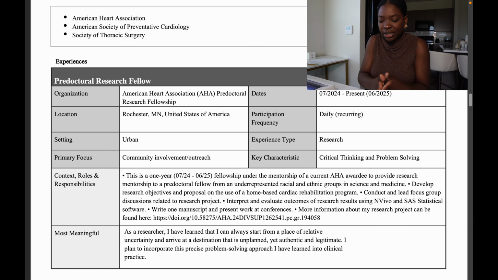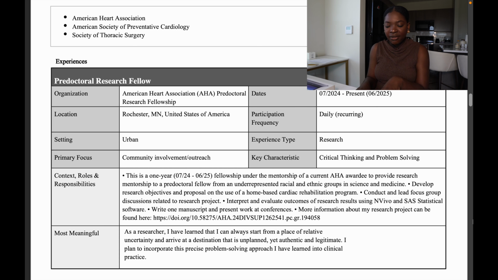For that one, you put down the organization, it's the AHA, you put the dates, starting and finishing, the location, participation frequency, the setting, is it urban, is it rural, and the experience type. All of these are drop-downs, so you don't have to think about where to put this. They give you a list of options and then you choose one. For this, it was research. Primary focus, I put down community involvement and outreach, and the key characteristic when it comes to research is critical thinking and problem solving.